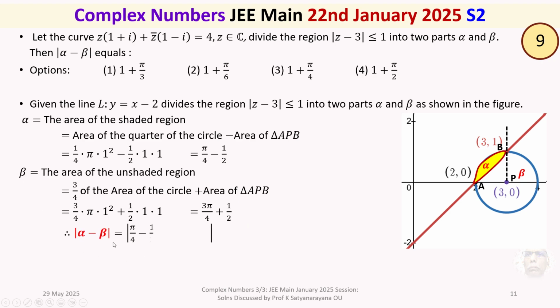|alpha − beta| is equal to |alpha written minus in brackets beta written|. Simplified, you will get |−π/2 − 1|, that is equal to π/2 + 1. Where is it? Option 4. Therefore, the answer to this question is option 4.